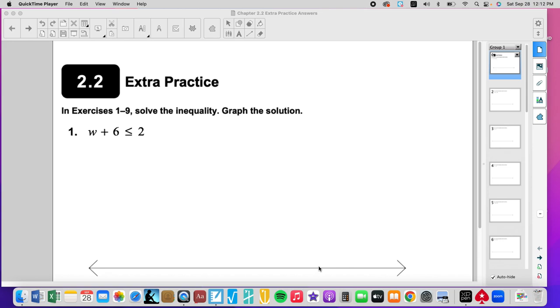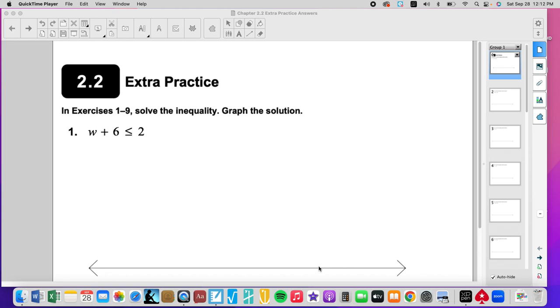This is Chapter 2, which deals with inequalities, and it's very similar to Chapter 1 in the sense that you're solving for a variable. There's going to be one-step, two-step, multi-step, and then we will also introduce absolute values with inequalities. So this is section 2.2. We are going to focus on adding and subtracting in order to isolate the variable.